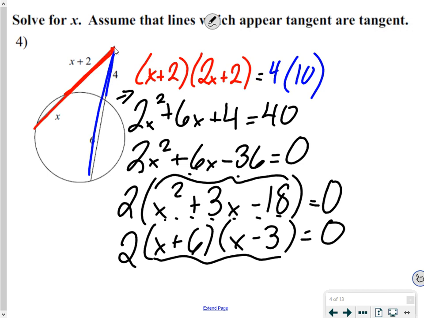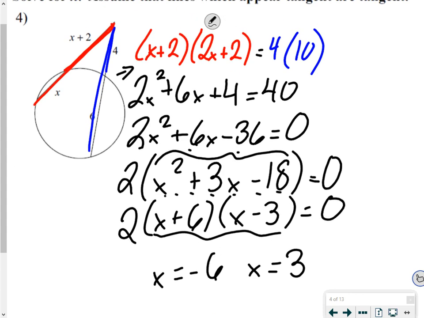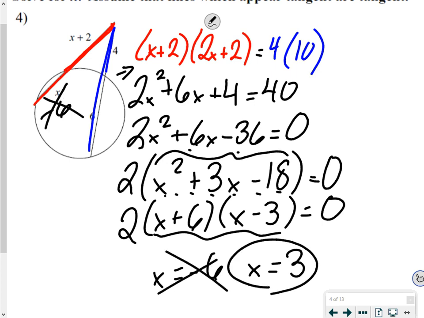Okay, now we're just going to set these factors equal to 0 and solve, so we get negative 6 and positive 3. All right, once again, we got to look at the picture. In the context of the problem, did these numbers make sense? Well, negative 6 doesn't. So we get x equals 3.